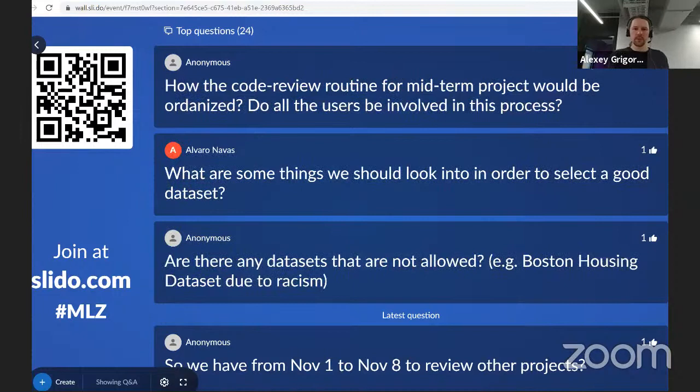How will the code review routine for the midterm project be organized? Will all the users be involved in this process? Yes, everyone who submitted their midterm project will have to review others. Yeah, I think I answered that. So if something is not clear, we can talk about this more in Slack.